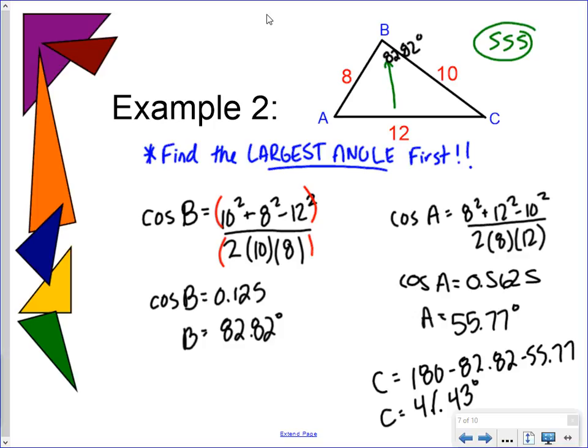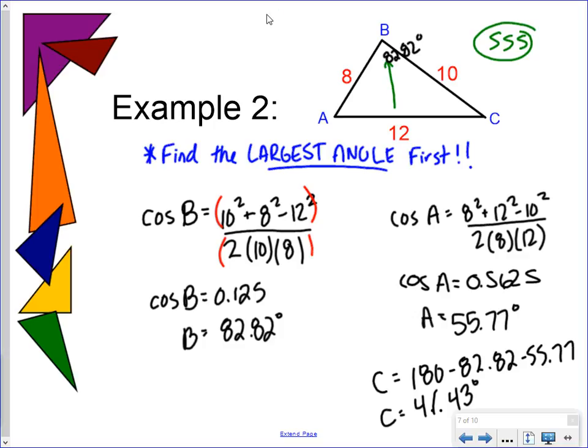Why I did what I did? That blue stuff at the top, that's very important. If I give you side, side, side, I'm going to need you to find the largest angle first. Okay, so that's something that you study, that's something that you prepare for.